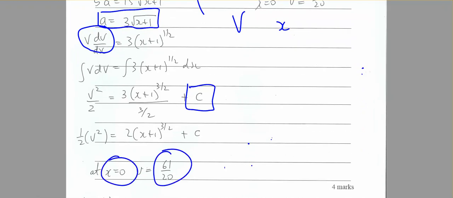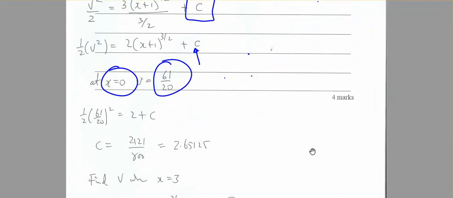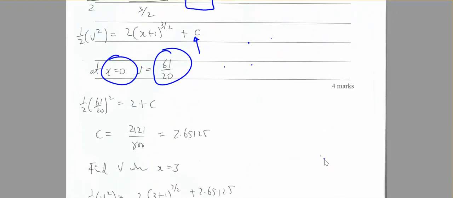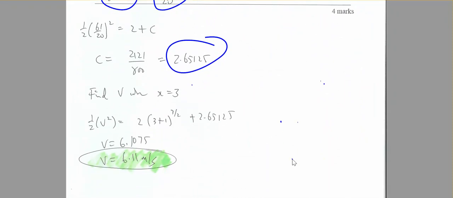So on every new stage, I'm going to take t back to 0, x back to 0, but bring in my v from the previous component so that I can work out what my constant is. And then once I know what my constant is, I can then find out what the velocity is when x equals 3 by subbing it all in. I've got 6.11. So that's how the second part of that question went.